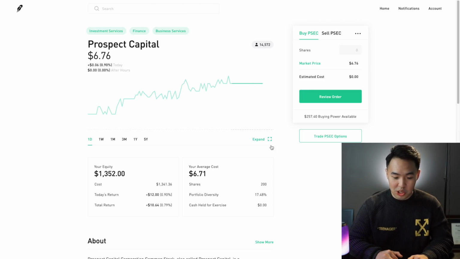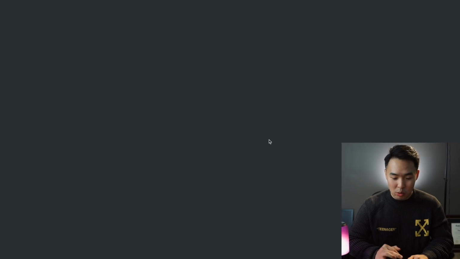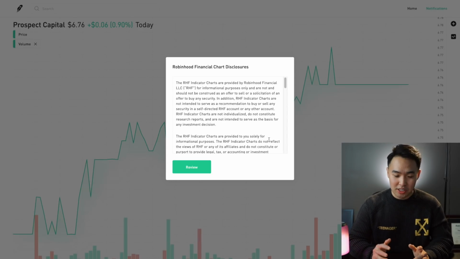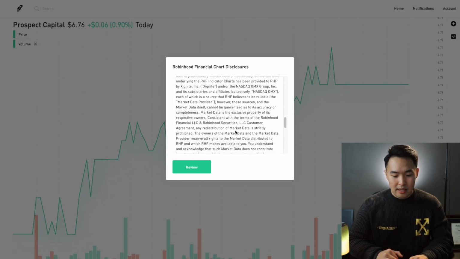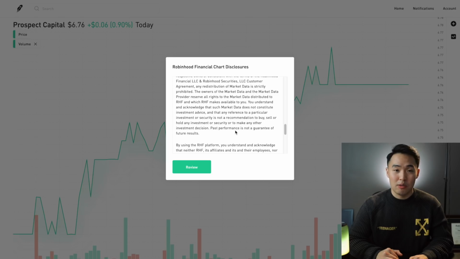If you take a closer look here, there's a little expand text with this little box here, and when you click that, everything changes. You get this Robinhood financial chart disclosure. I'm assuming that this is just telling you that they're not going to be responsible for any information that's inaccurate because of lag times or whatever.